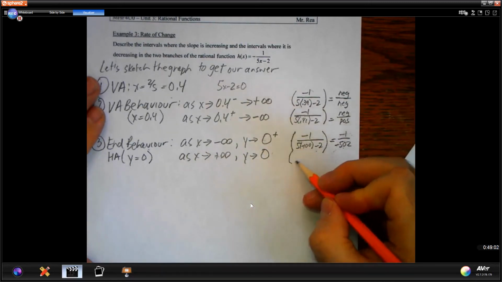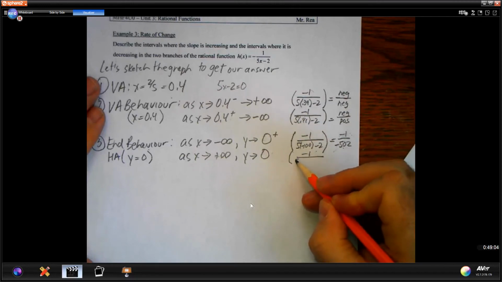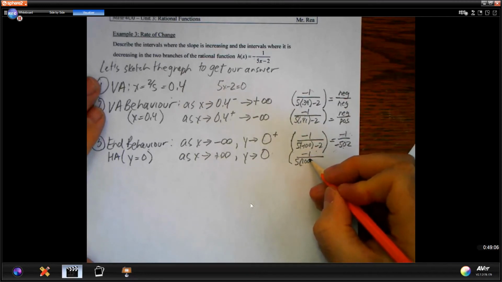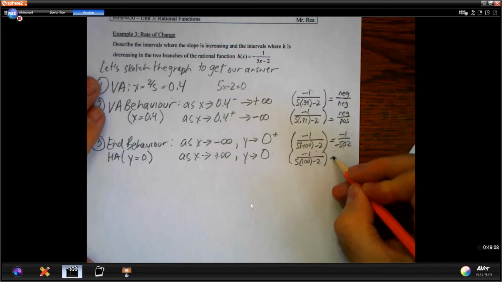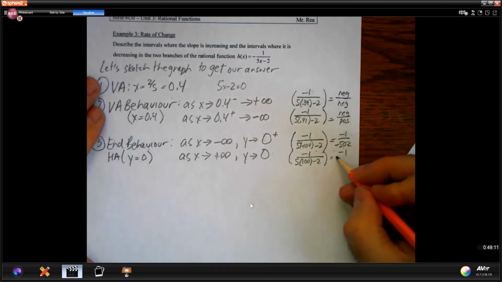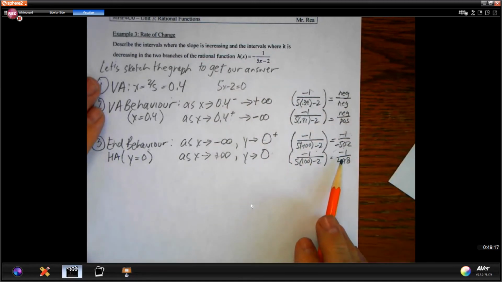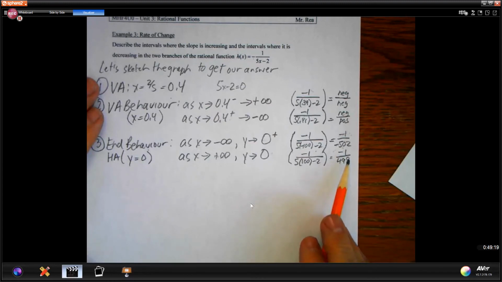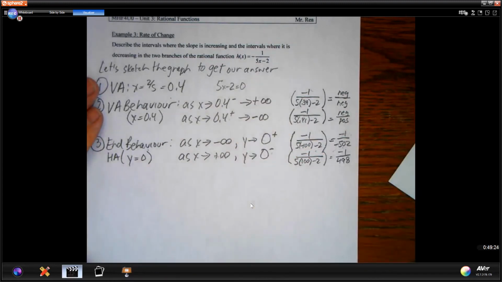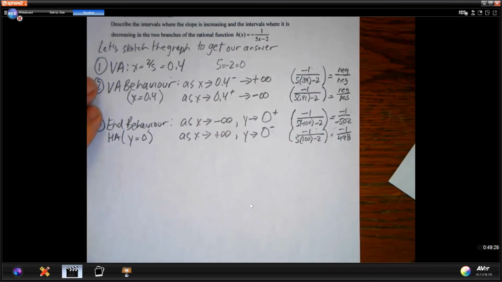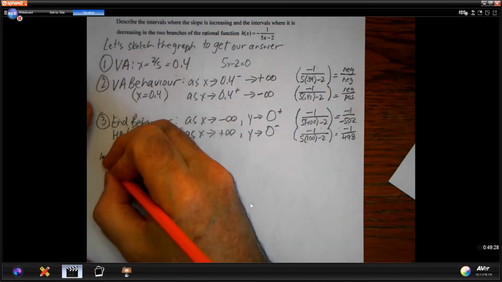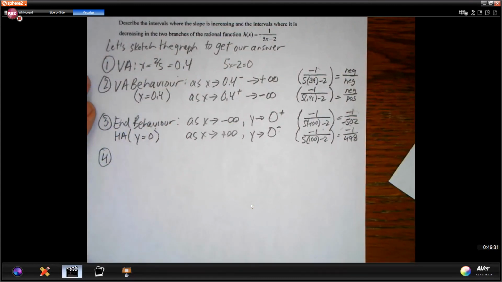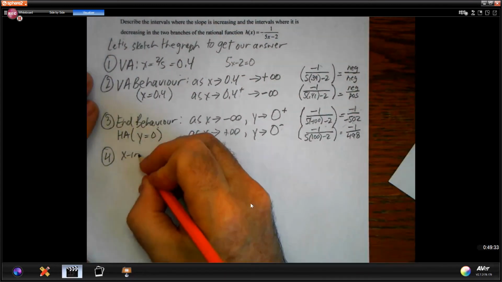If I do the same thing this time, I'm going to plug in 100 for x. So this time you're going to see negative 1 over, that'll be 500 minus 2, 498. So again, really small number, very close to 0, but it's going to be a negative number. So that means it's approaching 0 from the negative side. Okay. Now the last thing we're going to do is what we did in example 2, and that's what are the x-intercept and the y-intercept.